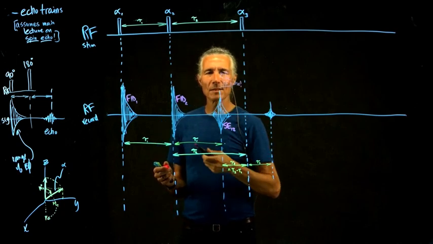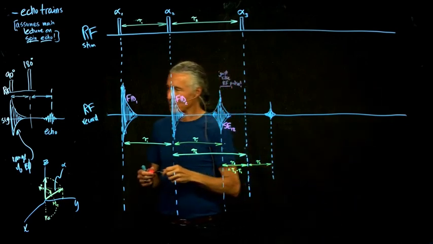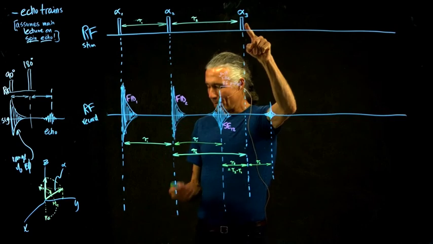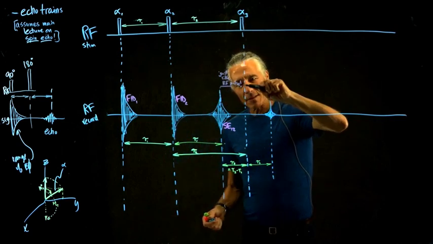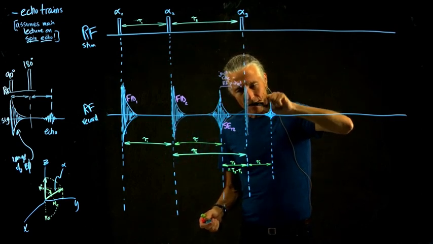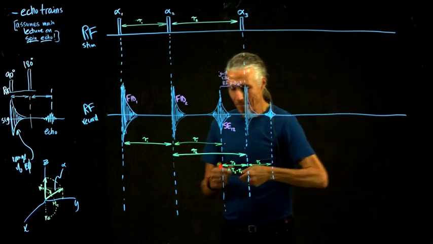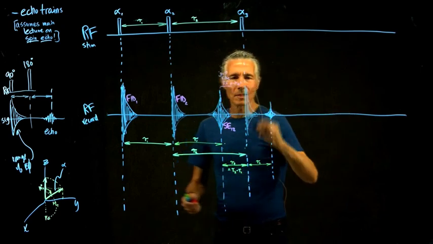So it's almost as if we did an RF pulse. Then we actually do another RF pulse, and this RF pulse generates an FID. I forgot to draw that in, so here's that. Here's the FID from that guy. So that's FID 3.